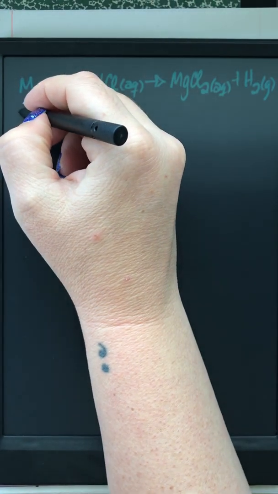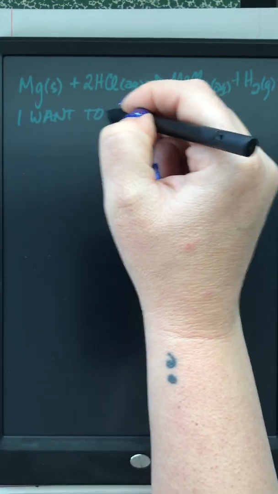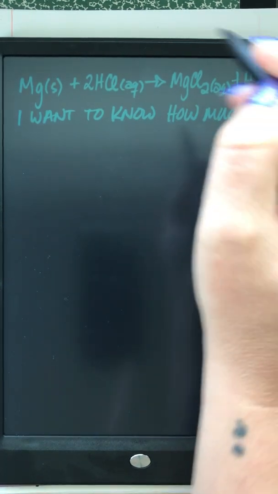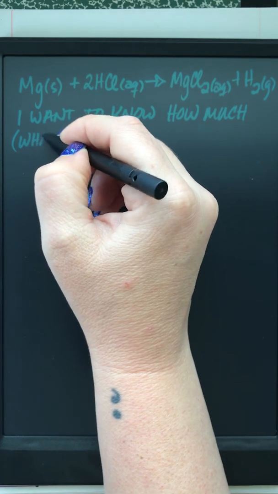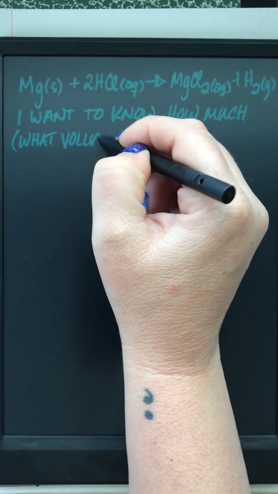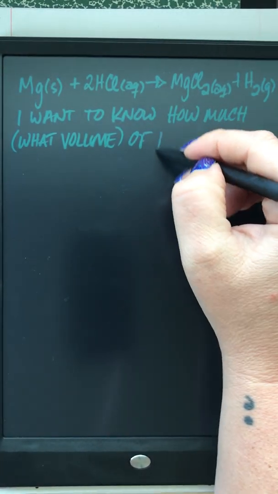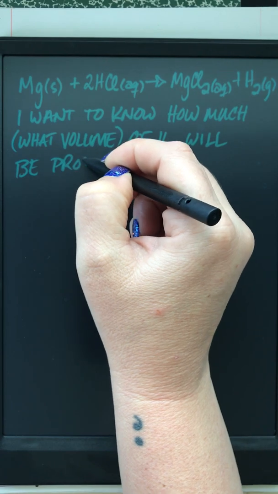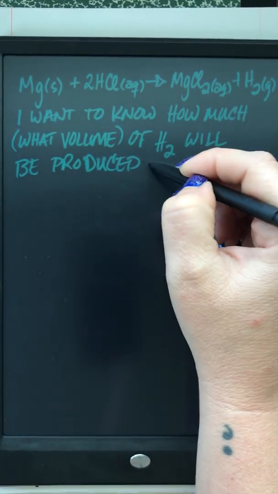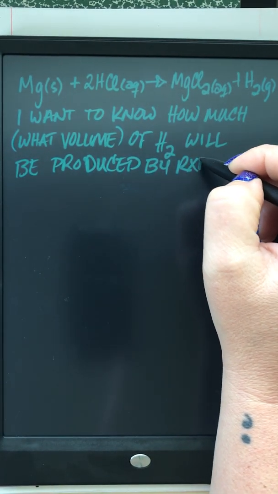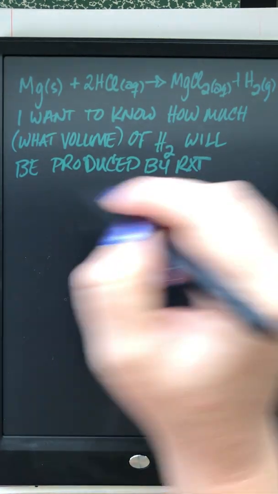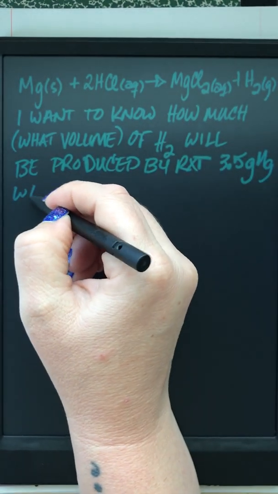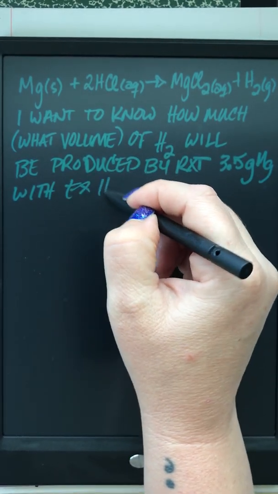Let's say I want to know how much, meaning what volume, of hydrogen gas will be produced by reacting 3.5 grams of magnesium with excess hydrochloric acid.